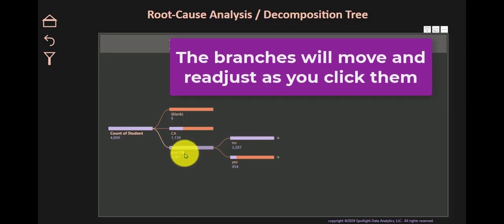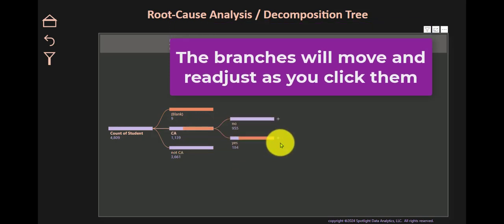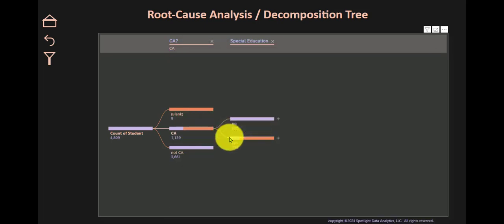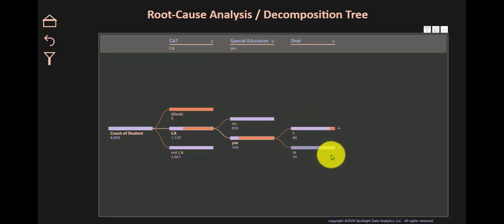So now I can see students who are not chronically absent. I can see the breakdown. So I can go back over here and I can continue. I can see, okay, students who are chronically absent and in special education. And we can look at gender. We can see male and female. We can see, are the boys or girls more likely to be chronically absent? I can remove that if I'd like.